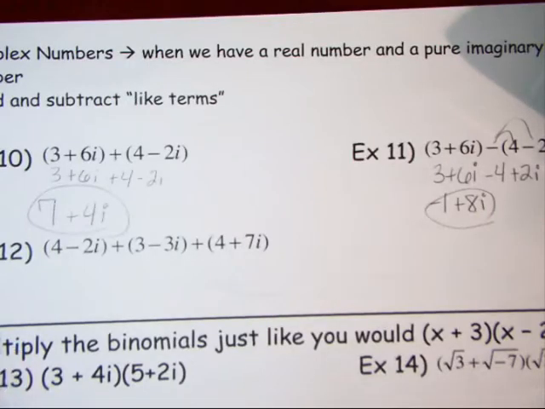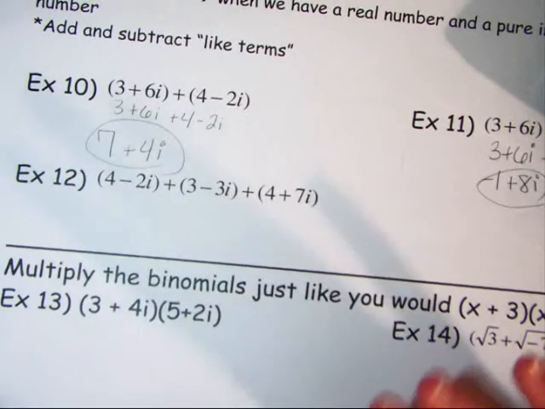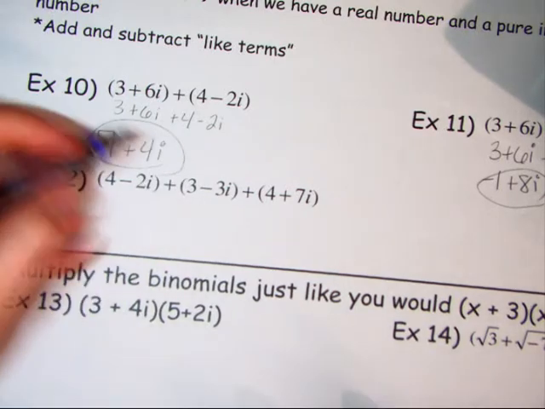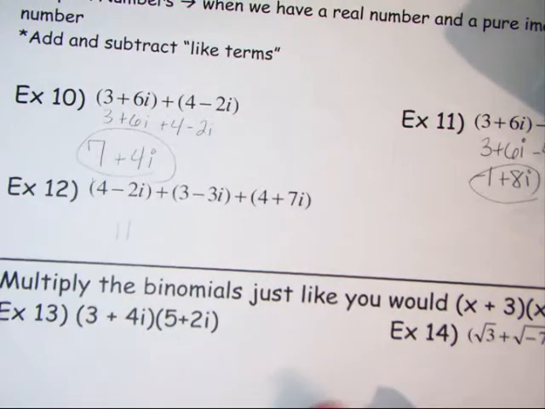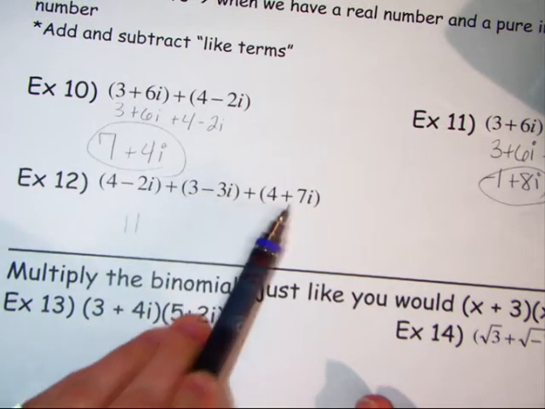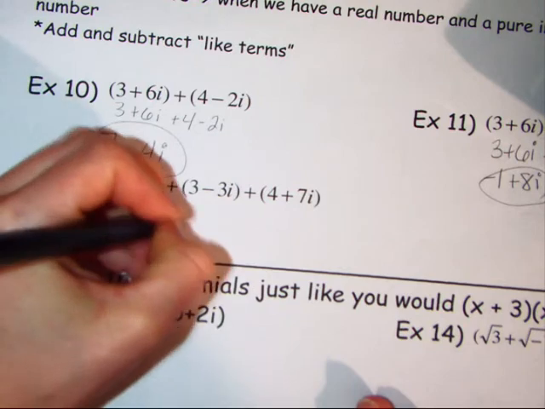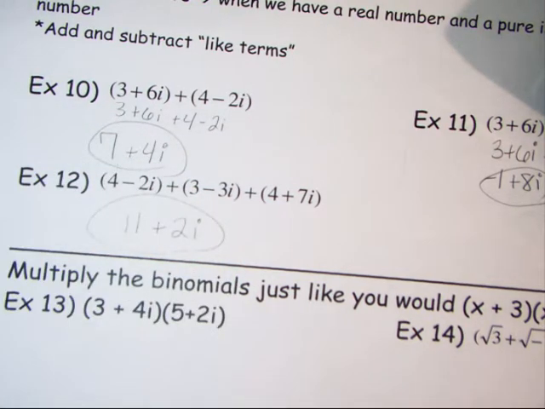And then let's do one more. Number 12, I made it a little more difficult. I just put 3 things in there. They're all plus signs, so we really can totally ignore the parentheses. 4 and 3 is 7. 7 and another 4 makes 11. Negative 2 and negative 3 makes negative 5. And negative 5 and 7 makes a positive 2i. That's all there is to it.